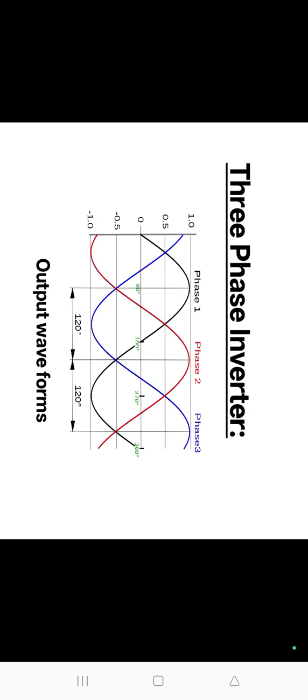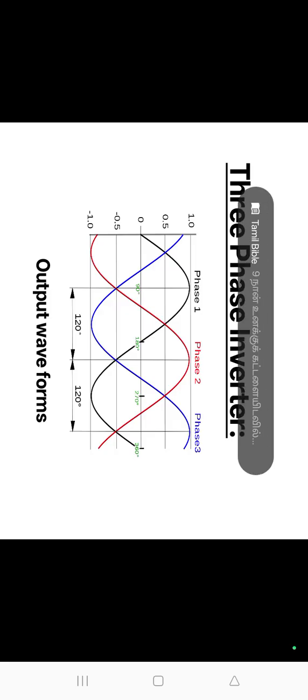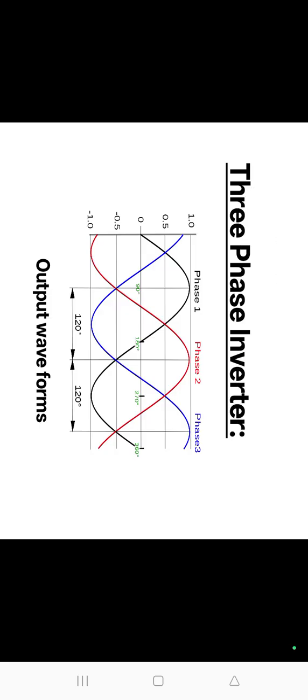Like the 180 degree conduction mode, the 120 degree mode inverter also requires 6 steps, each of 60 degrees duration, for completing one cycle of the output AC voltage.